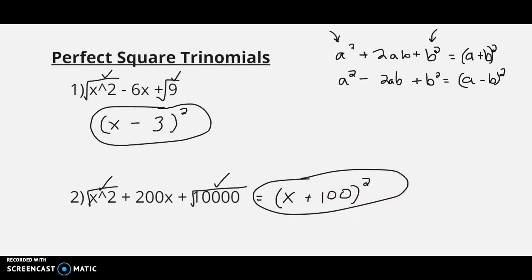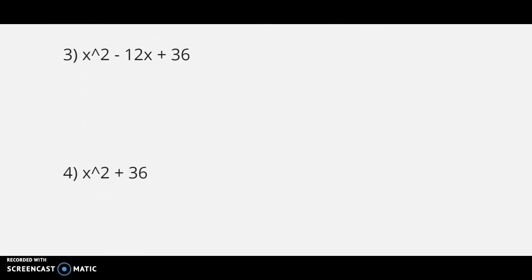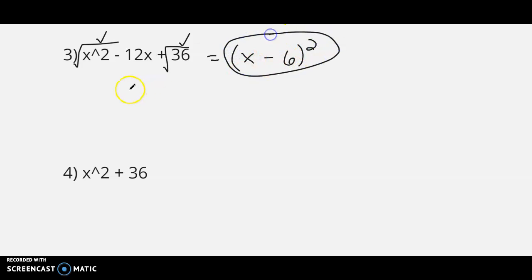Alright, let's look at a couple more examples. Number 3 here, we have a perfect square right here and a perfect square right here. Simply take the square root. This factors into x minus 6 quantity squared. Notice the minus because we have a minus here.